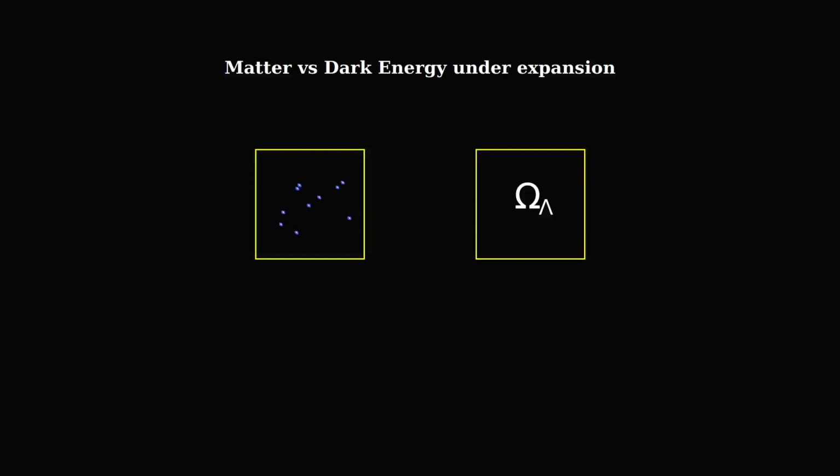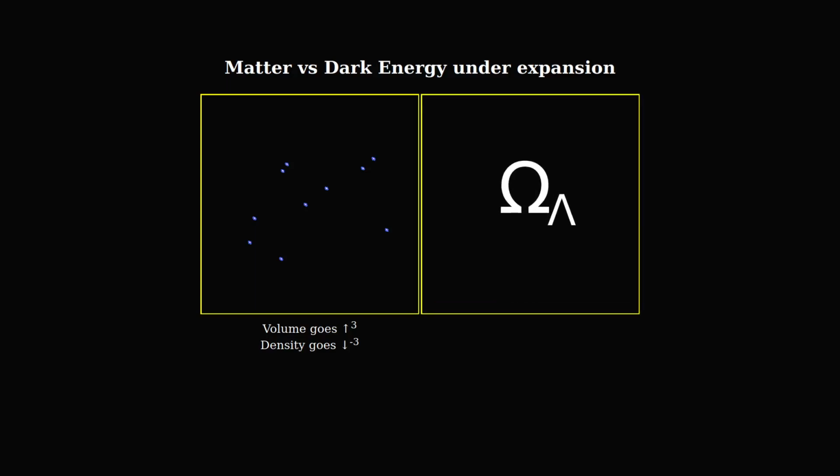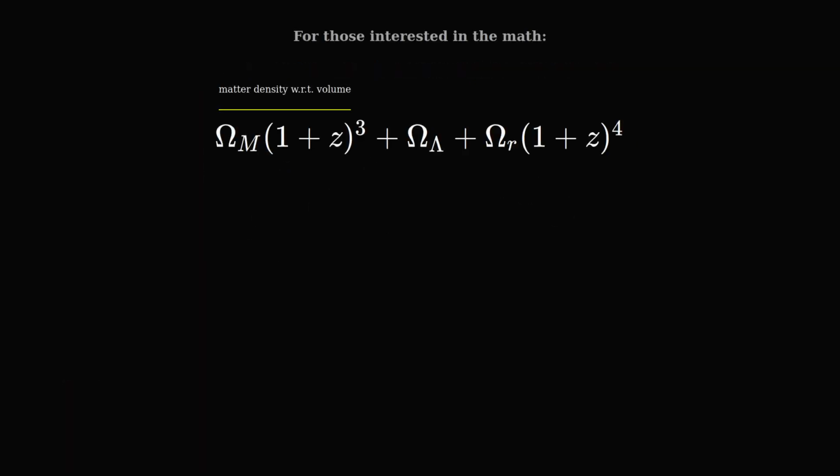Well, when the universe expands, the matter in it stays the same. So if the volume goes up by the power of 3, then the density goes down by the power of 3. But under expansion, dark energy doesn't really change. It's just cool like that. So eventually, the expansion of space lowers the density of matter, weakening the pull of gravity, but not changing the dark energy density, and that takes over, and then you have an accelerating universe.